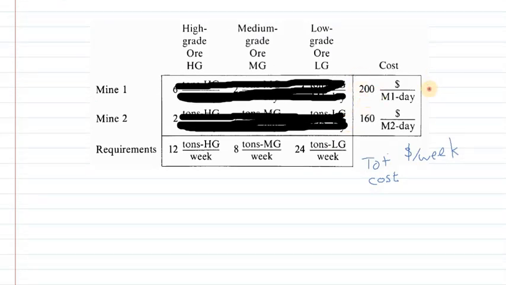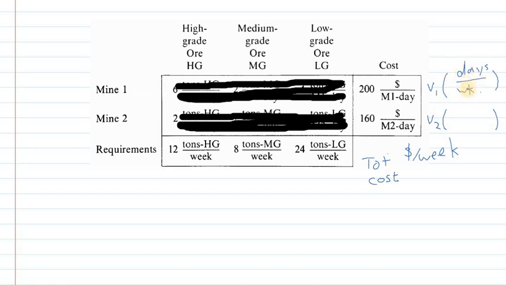So I'll call this V1 and V2. The question is, what are the units of V1 and V2 in order to make this work out? I get V1 times 200 plus V2 times 160 to give me a number that's in dollars per week. So I need dollars per day times some units gives me dollars per week. Well, that unit is going to be days per week.